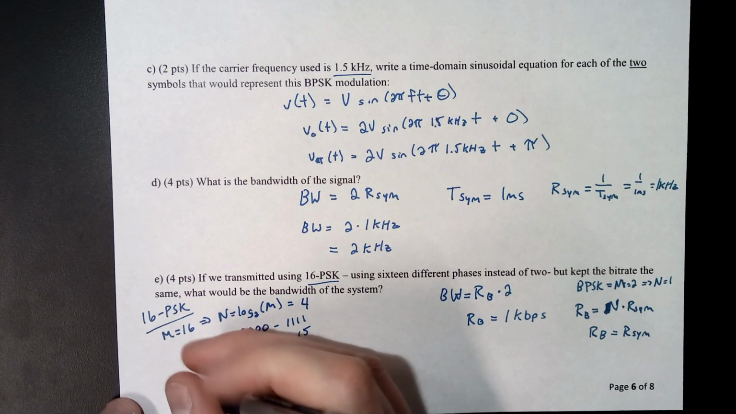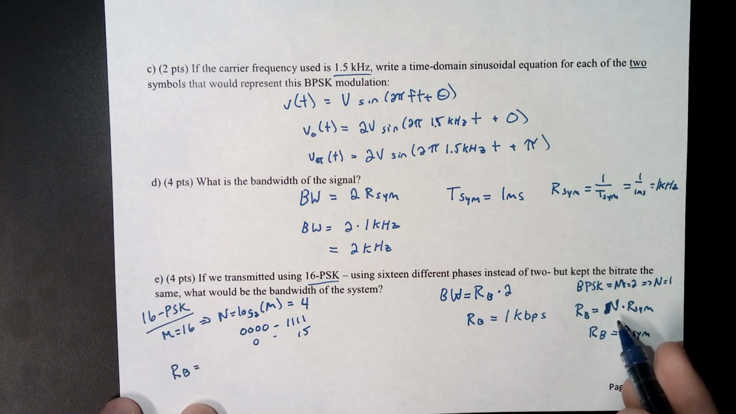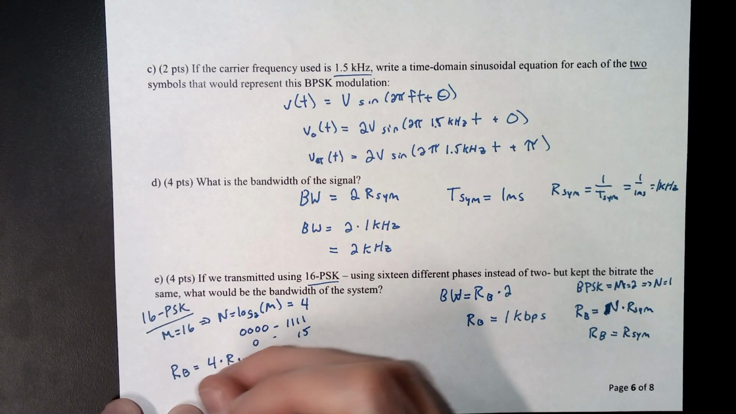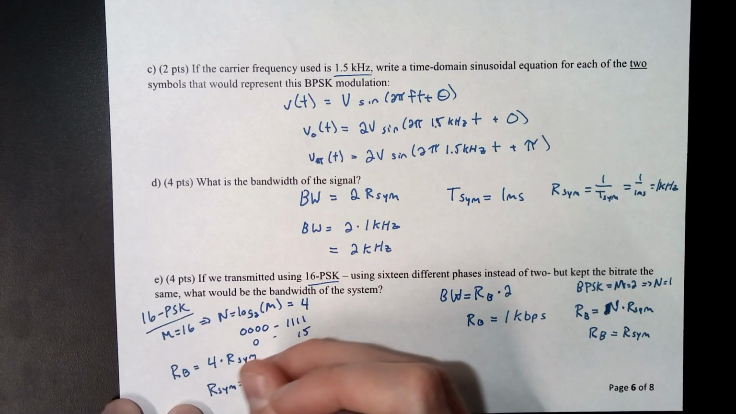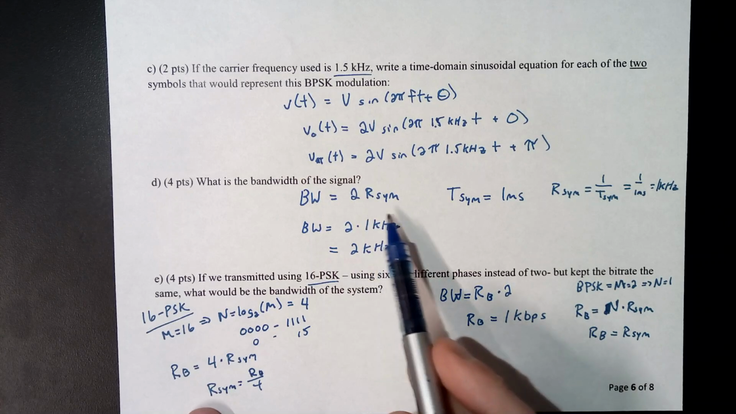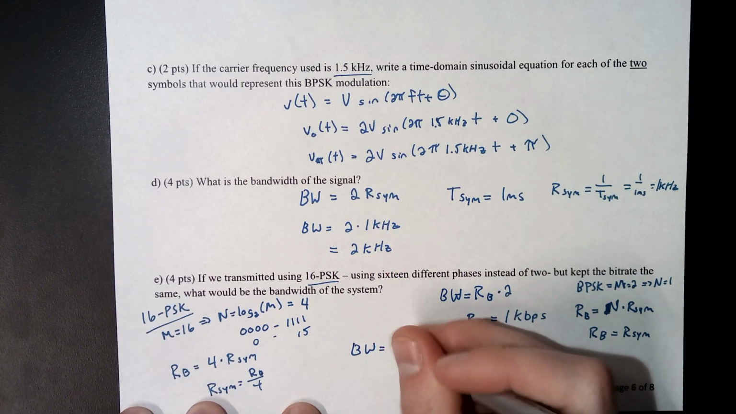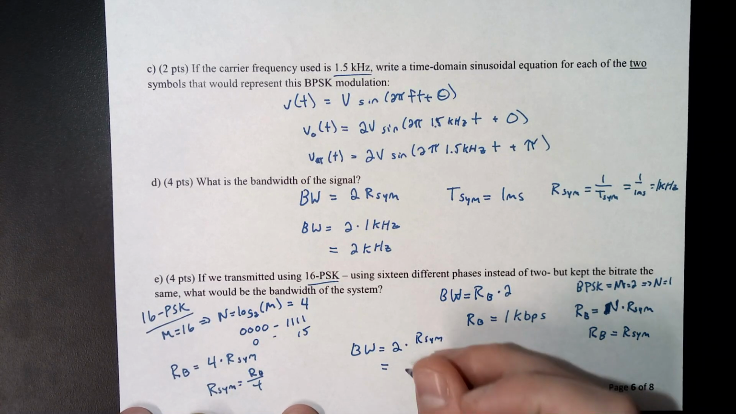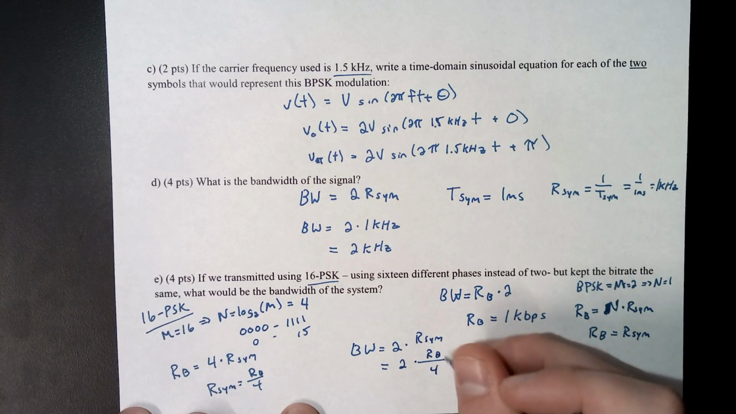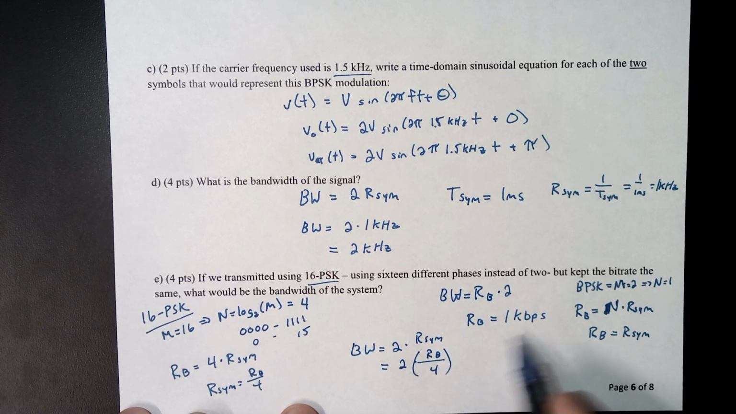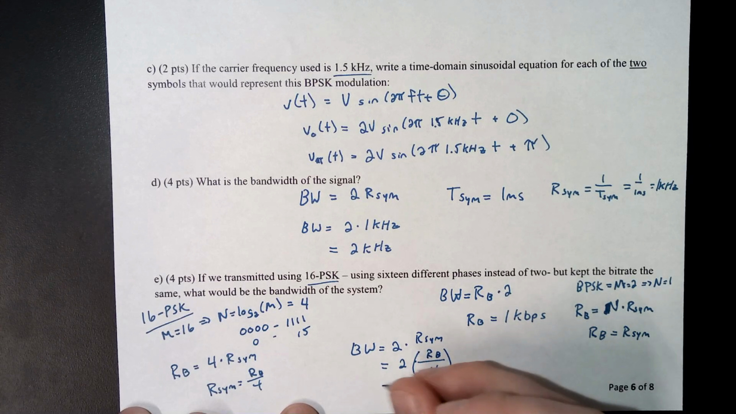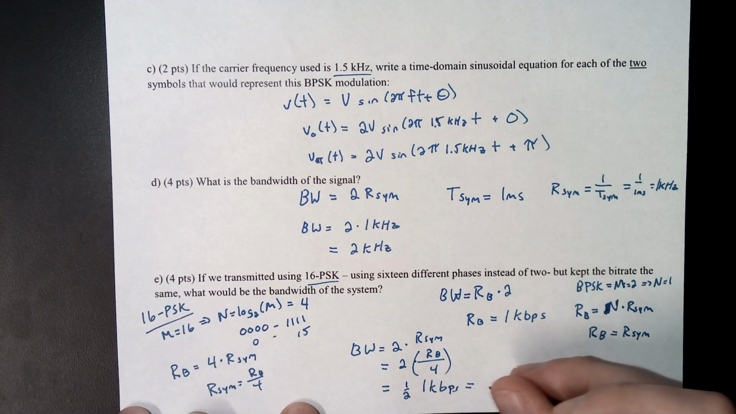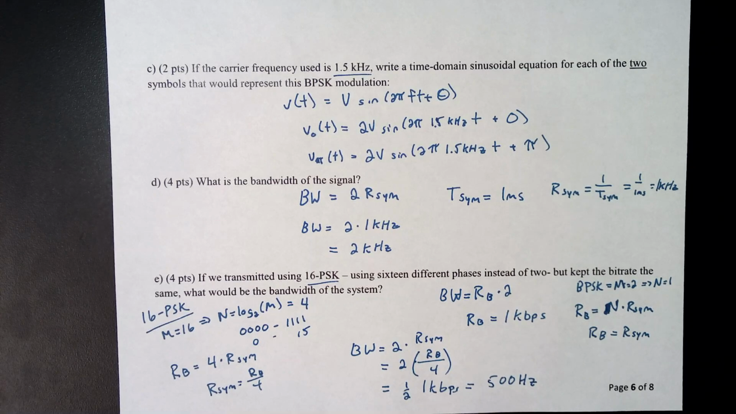So that means that our RB equals N times R-sym, so 4 times R-sym, which means that now R-sym is going to be RB divided by 4. If we work that back into our original equation for bandwidth, then we can figure out what our bandwidth is, which is 2 times R-sym. We substitute R-sym for this value for 16 PSK, so that's 2 times RB divided by 4. So our original RB that we calculated over here, divided by 4 times 2, gets our bandwidth. That's going to be 1/2 of 1 kbps, and then we convert to hertz. That gives us 500 hertz. 1 kilohertz divided by 2 gets us to 500 hertz.